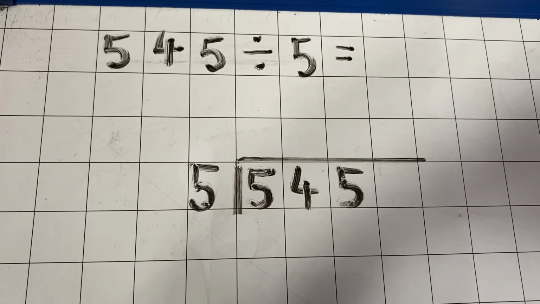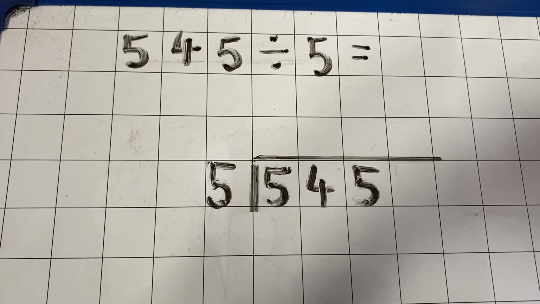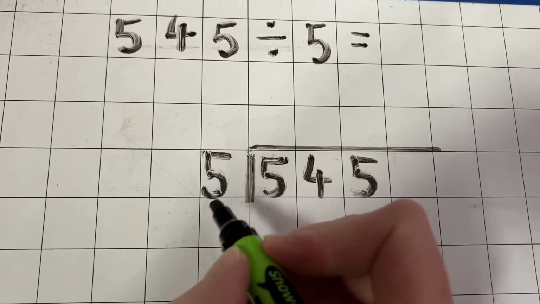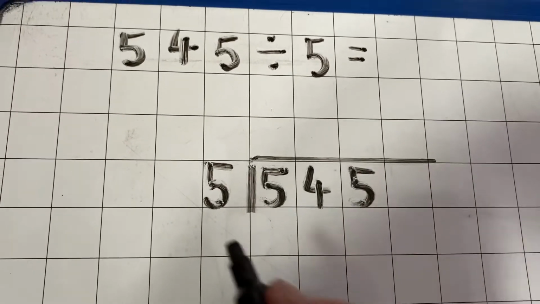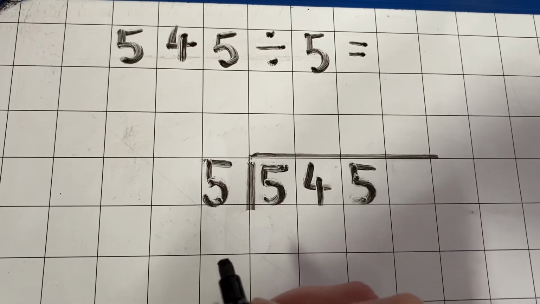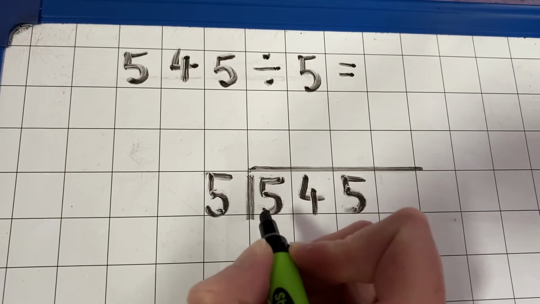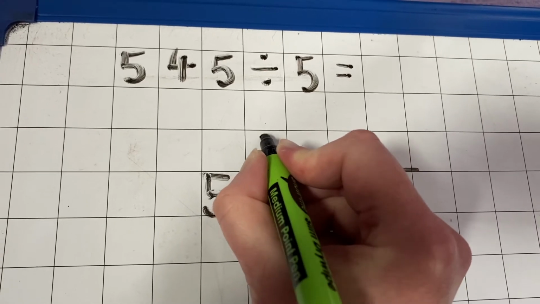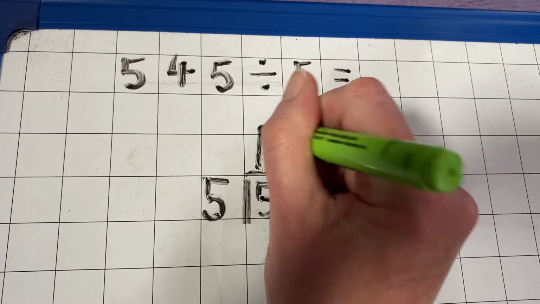Finally, when children have practiced both the concrete and pictorial method, they can move on to the abstract method, which is short division. Here we have 545 divided by 5. You can use grouping or sharing to be able to work this out. So here I need to divide 500 by 5. I know that I can make one group, so therefore I put a 1.